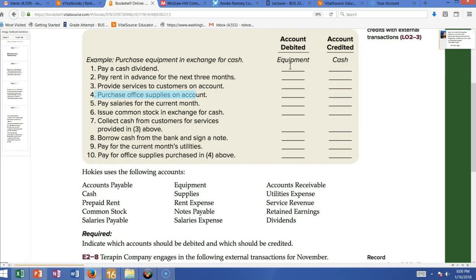Okay? So when we purchase office supplies on account, what's going to get debited here? Supplies. What's going to get credited? Accounts payable. Why? Accounts payable has a normal what balance? Credit balance. Remember, assets have a normal debit. Liabilities and stockholders' equity have a normal credit.